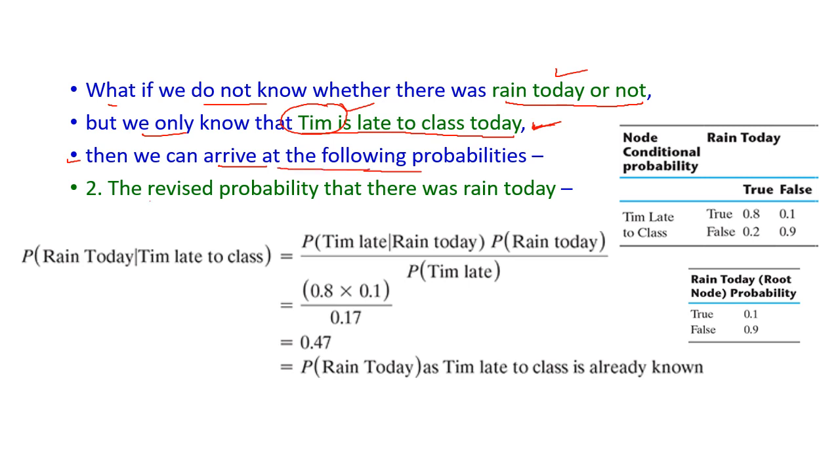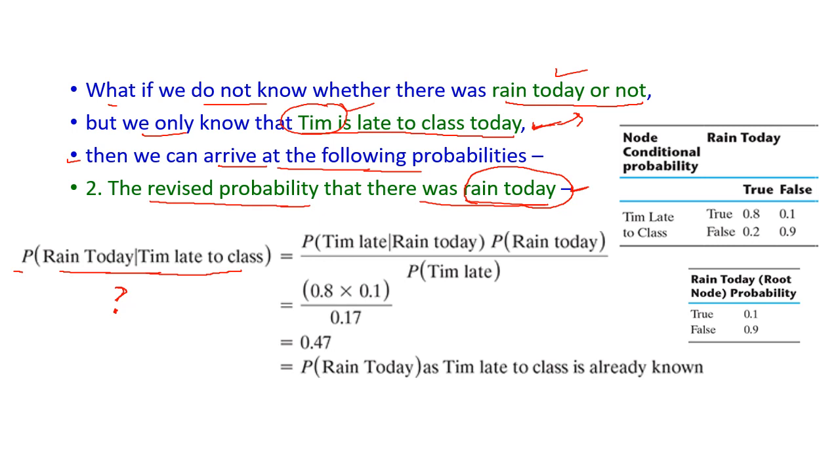Which probability? The revised probability that there was rain today. Because Tim is coming late today, but we don't know whether there was rain or not. So what we have to compute? We need to compute whether there was rain today or not. So the probability of rain today based on Tim late to the class is what we need to find.